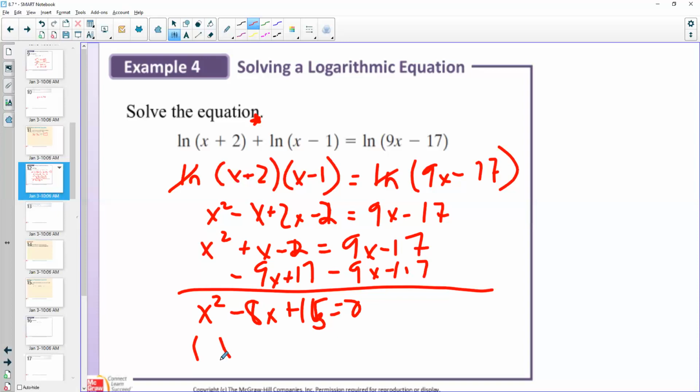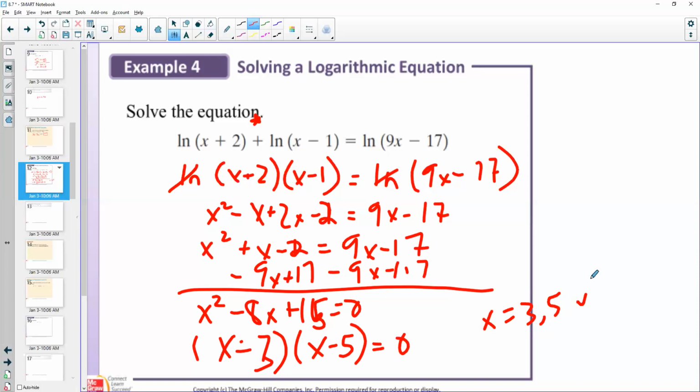So then I get x minus 3 and x minus 5. I was trying to add in my head instead of multiply. I'm going to get x equals 3 and 5. I can check them. Both in this case work, okay? This is the second process. So when everybody has a log, we're going to make one log on each side and then they drop.